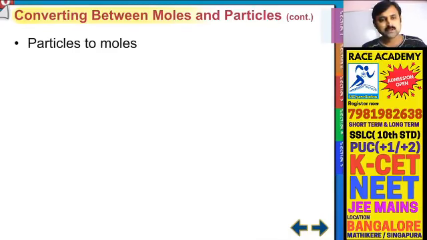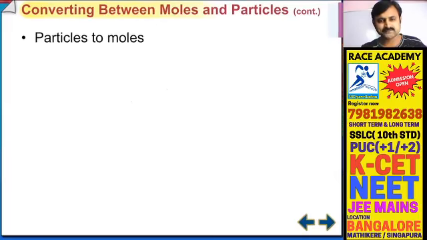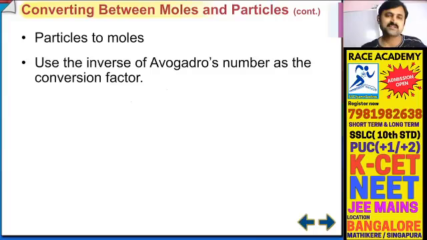Now, particles to moles. How can we convert particles into moles? Earlier, what we did was multiply by 6.022 × 10^23. Now we have to take the inversion, that means the reciprocal of the Avogadro number.